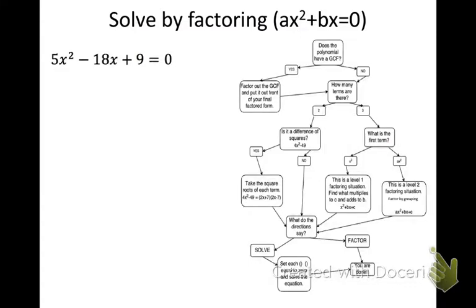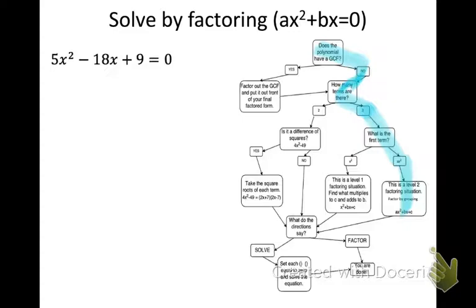Okay, next problem. Looking at our factoring flowchart, first thing is, do we have a GCF? Nothing divides 5, 18, and 9, so no GCF. How many terms are there? There's 3. What's the first term? Again, we have an ax squared term because we have a 5 out front. This is a level 3, level 2 factoring, and we're going to factor by grouping.